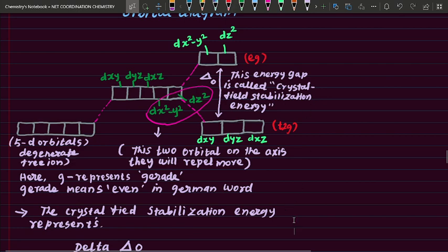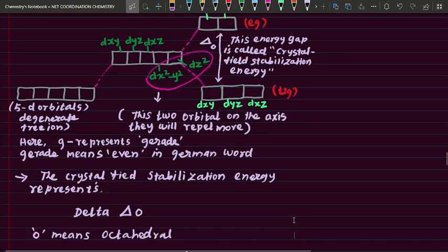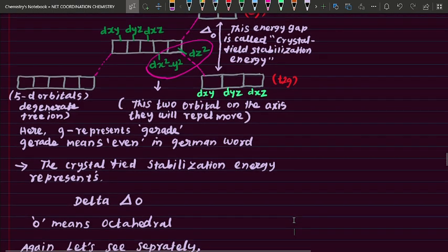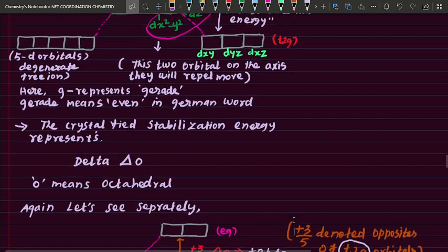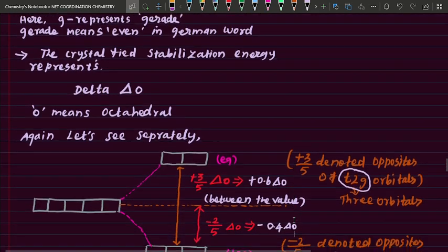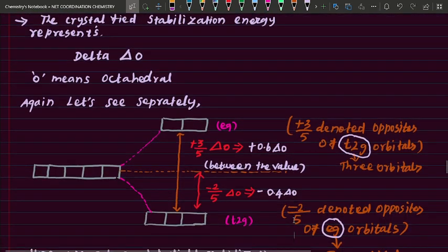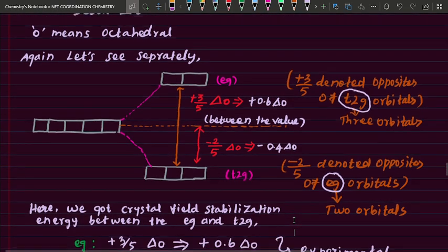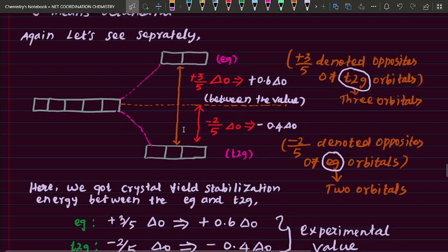See below. The crystal field splitting energy is represented by delta O. O means octahedral. Again, let's see the diagram separately. See here, these 5 d orbitals are going to split into two types, Eg and another one, T2g.